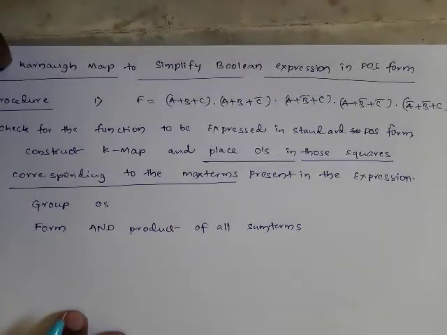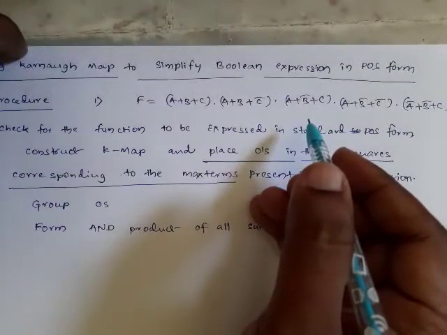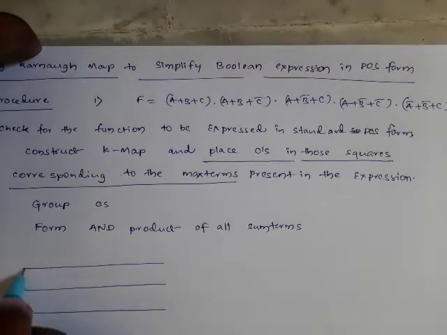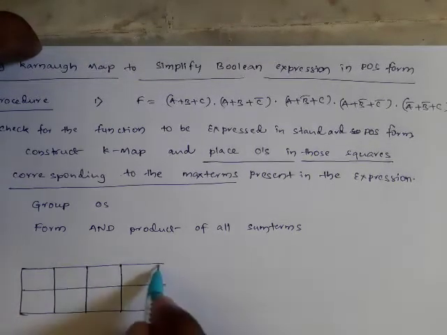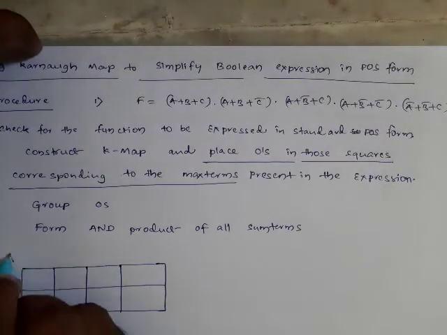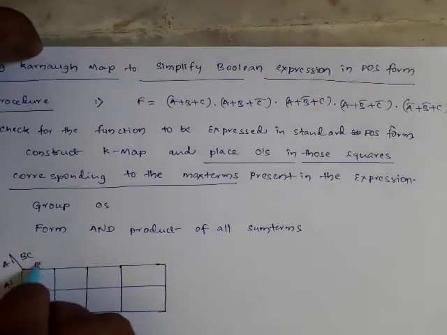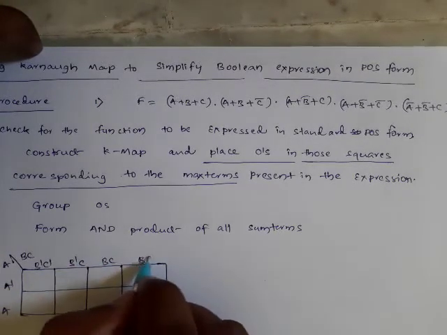So we will start applying this procedure to the given function, and we see that the function is of 3 variables. So we will construct the K-map of 3 variables. Variables are A, B, C. As usual, this row is represented by A bar, this by A, and the columns by B bar C bar, B bar C, BC, and this is BC bar.